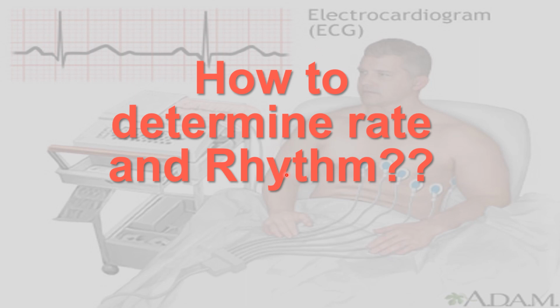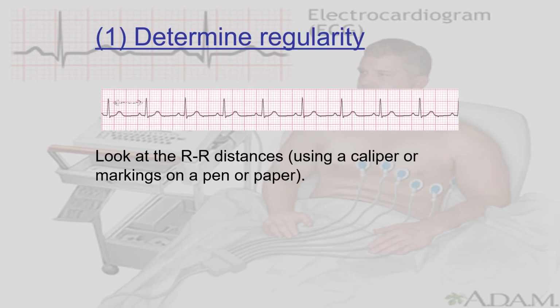How to determine the rate and the rhythm in the ECG. As we said, these waves are called R waves. In order to know the rate, first you check if it is regular or not. If it is regular and the spaces between each two waves are the same, then you calculate how many big squares there are.